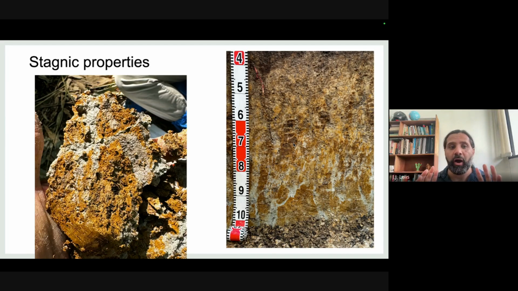You have iron 3 as a dominance, and you have some lines expressing the cracks, expressing the voids, expressing the pores in the soil with grayish colors. So it's the opposite, okay? So again, these stagnic properties could be one of the criteria to identify the albic horizon, okay?